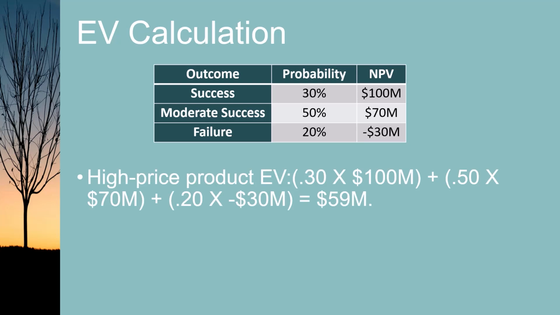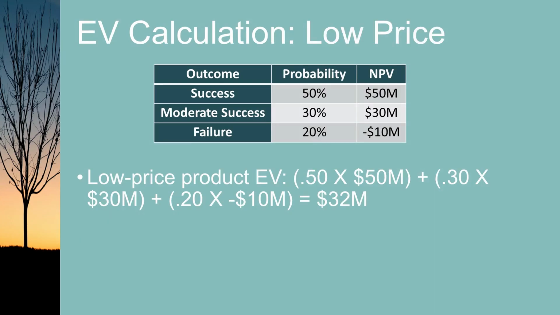To calculate the EV of the decision to roll out the high price product, we calculate the weighted average EV of the outcomes. That is calculated as 0.30 times 100 million plus 0.5 times 70 million plus 0.2 times minus 30 million, which equals 59 million.